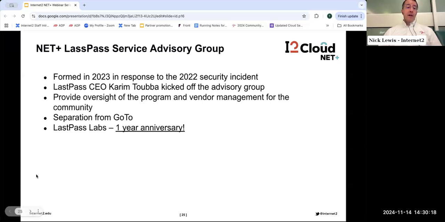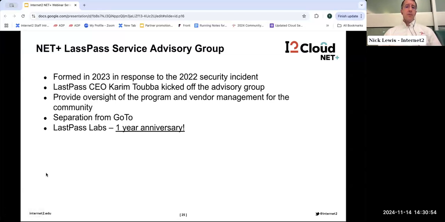So we started the advisory board in response to the incident to ensure that the higher education community was represented, that their needs were represented in the response from LastPass, and that we had assurance of the changes that LastPass made coming out of the incident, and the improvements that were made, and that they would be a benefit to campuses.